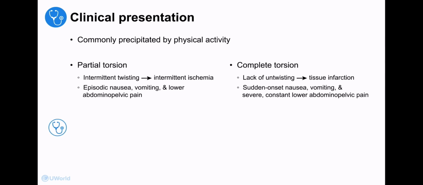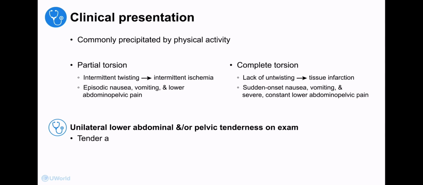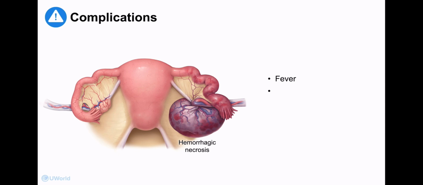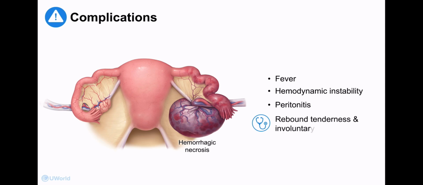Physical examination typically reveals unilateral lower abdominal and/or pelvic tenderness. A tender adnexal mass may also be palpable. If enough tissue edema is present, the ovary may also be enlarged. If the torsed ovary becomes necrotic, fever, hemodynamic instability, and peritonitis may occur. On examination, peritoneal signs may be present, including rebound tenderness and involuntary guarding.